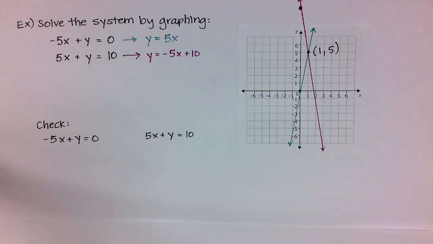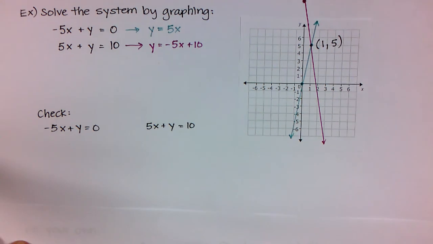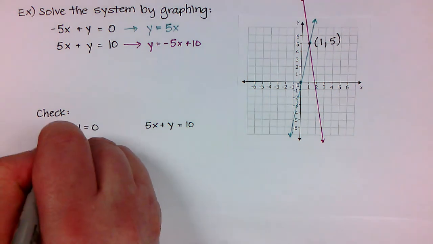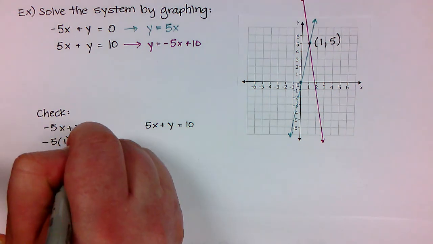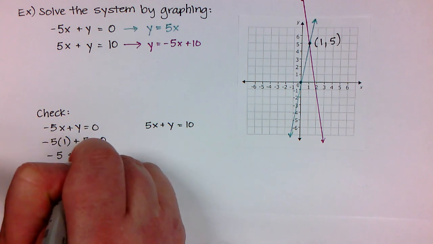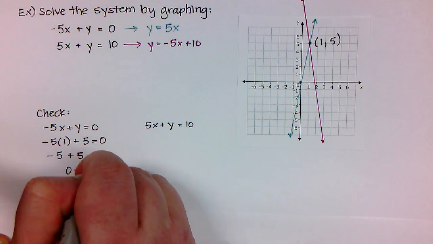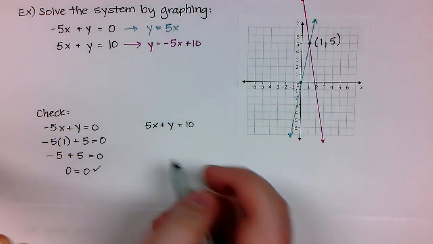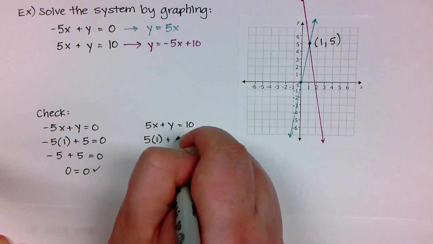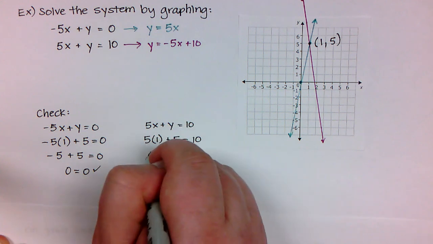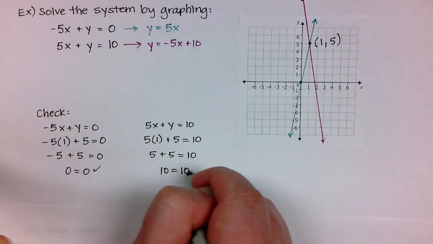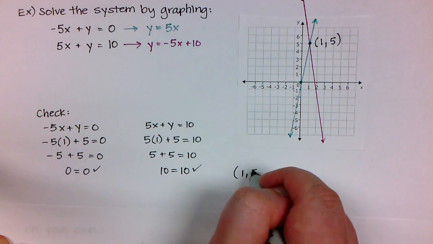But just to be sure, we're going to check our work. Let's plug in that value. For x, we're going to plug in 1, and for y, we're going to plug in 5 and see if it's true. So this is negative 5 plus positive 5, and that does equal 0 on both sides. And then when I plug it in over here, 5 times 1 plus 5, does that equal 10? So that's 5 plus 5, and yep, that does equal 10. So I did find my solution to be 1, 5.